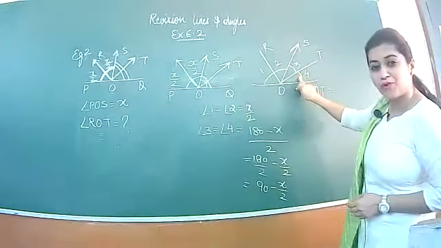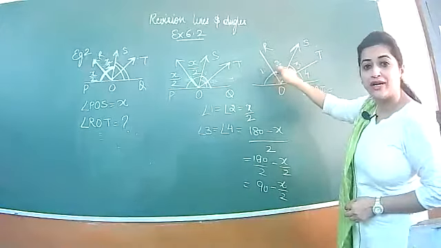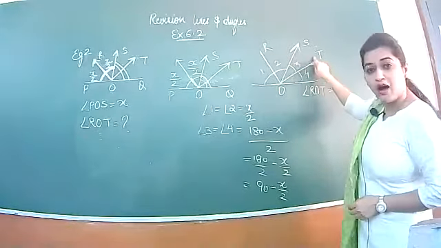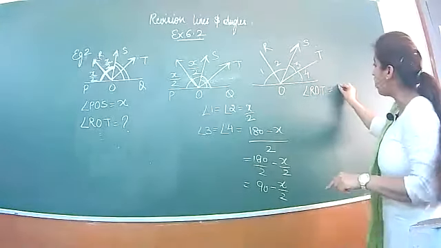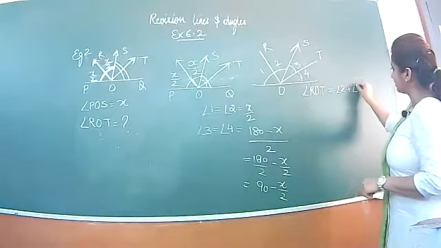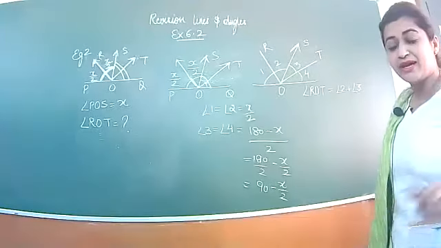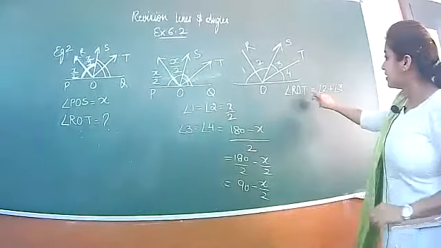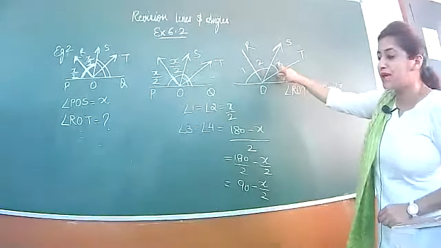Angle 3 and angle 4 are equal. Angle 1 and angle 2 are equal. You have to find angle ROT, which is the sum of angle 2 and angle 3. Is it okay? ROT is the sum of angle 2 and angle 3.